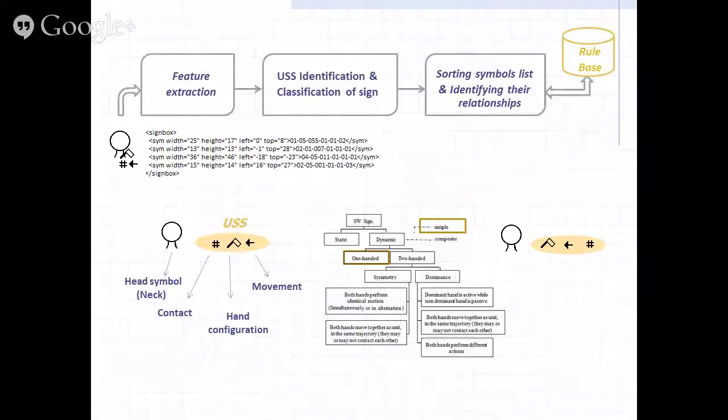All right. Feature extraction moves to USS identification and classification of a sign. And then it moves to sorting the symbols list and identifying their relationship. And then at the very top it says rule based.